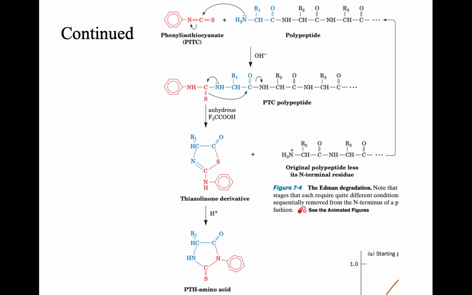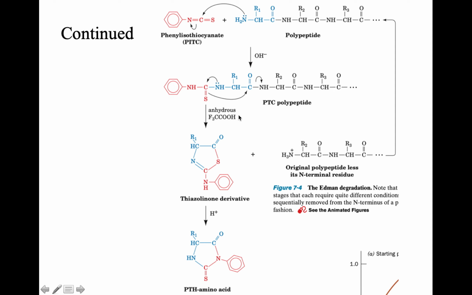And this is the reaction. In this reaction, the phenyl isothiocyanate is going to react with the free N-terminal residue, which is attached to the free amino group over here. This free amino group, which has a lone pair of electrons, is going to react with the carbon atom in the phenyl isothiocyanate and form the phenyl thiocarbamyl polypeptide chain.